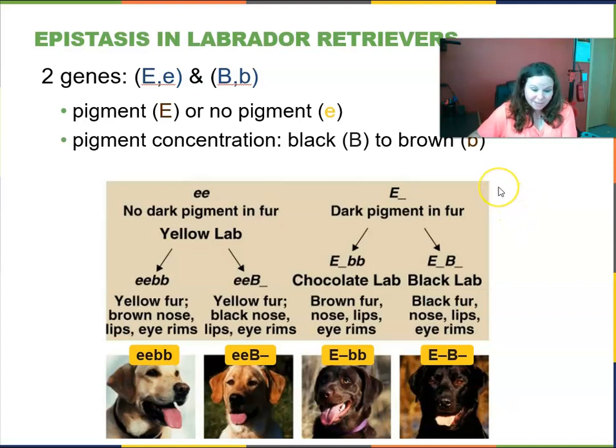Epistasis is also seen in the coloration, if you're a dog fan, in Labrador retrievers, and whether they're black or chocolate or yellow. You've got this other gene, which is gene E, of whether you're laying the pigment down or not. So it doesn't matter if you get the black or the chocolate gene. If you get two little e's, then you're yellow.